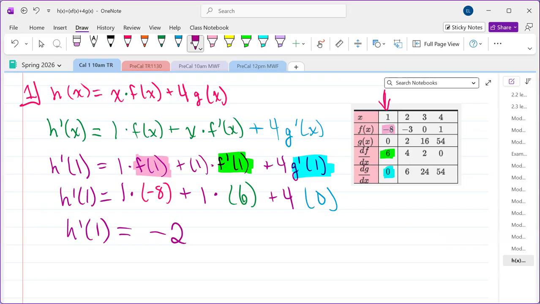So we had to apply our derivative formulas. We had to use the product rule. We had to remember the constant multiple rule. And then we had to use the table. So anytime we have just a number multiplied to a function, the number just carries through to the derivative.